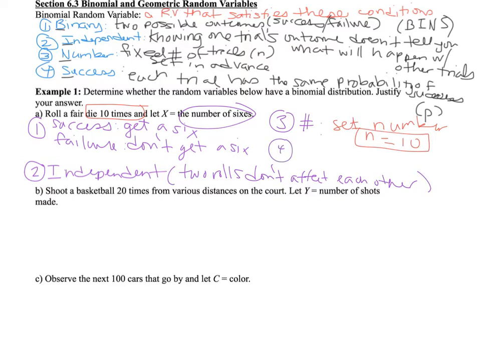The fourth condition is each trial has the same probability of success. So actually, in this case, my probability of success is my p. I said the success is getting a 6. There was a 1 in 6 chance of that happening. So this one looks good. The binary checked out, the independent checked out. There's a set number, and there is a set probability of success. The probability of success is the same for every trial. So in this case, we say that this is a binomial random variable.